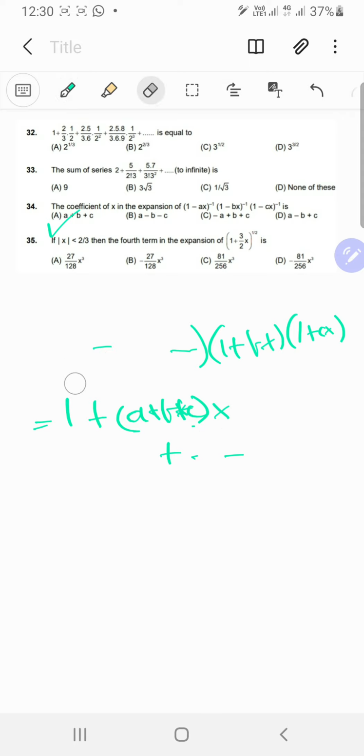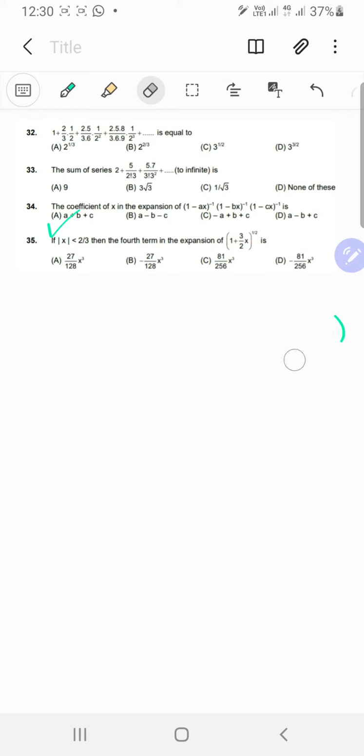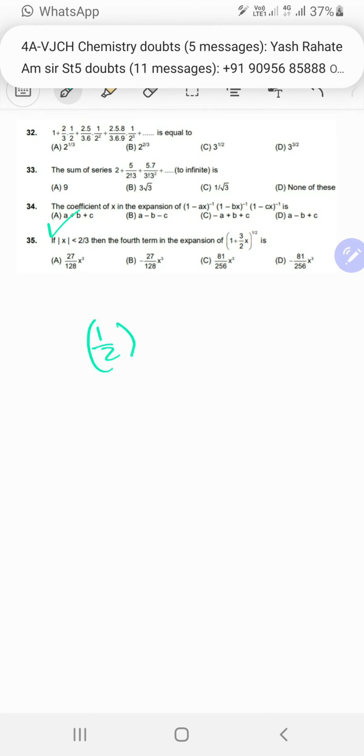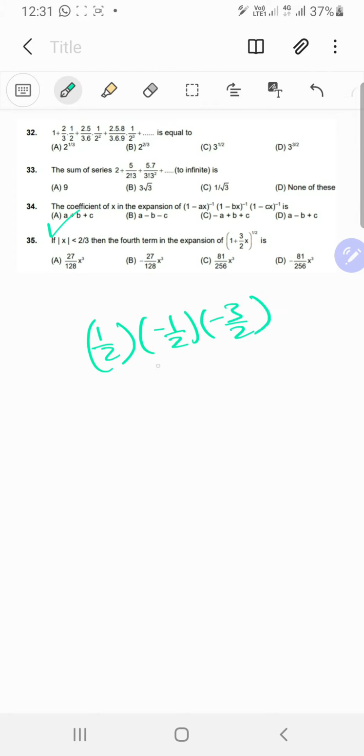Okay, let's go to the next question. If mod x is less than 2 by 3, then the fourth term in the expansion of (1 plus 3 by 2 x) raised to the 1 by 2 is. Okay, so fourth term, that's going to be three terms on the top. So it's going to be 1 by 2, negative 1 by 2, and then negative 3 by 2. Yeah, it's going to be (3 by 2 x) raised to the fourth power, no, third power, sorry. This thing upon 3 factorial, that's going to be the fourth term in the expansion. So what's that, like 3 into 2 into 1, obviously.